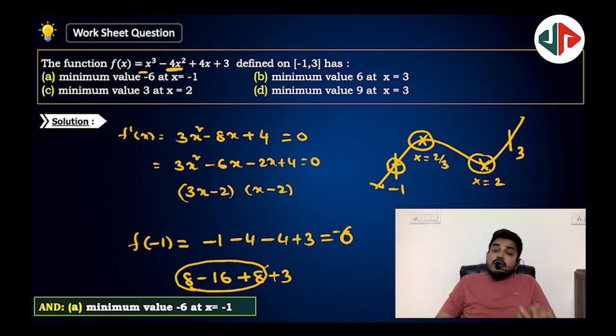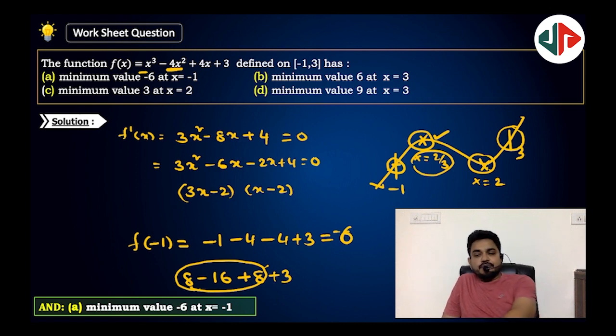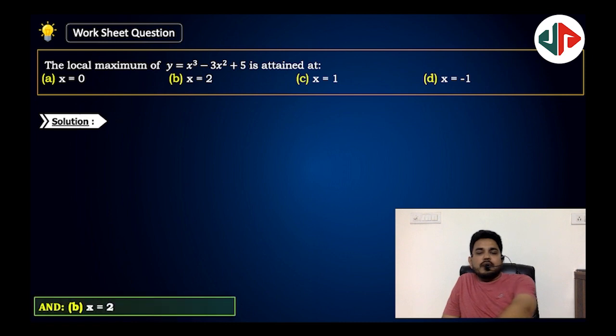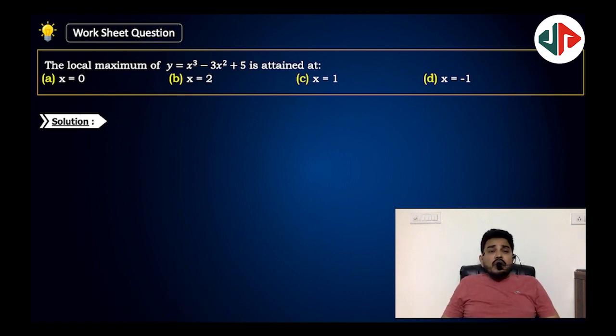Maybe for this question, what is the maximum value? You substitute x as 2 by 3 and also 3. One among these two is going to be the maximum value. Local maximum for this question attended.